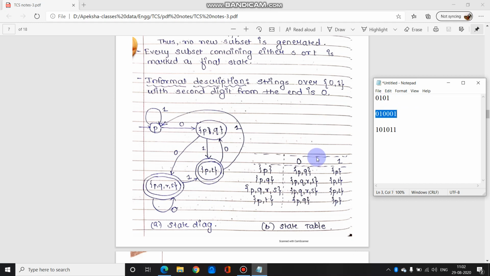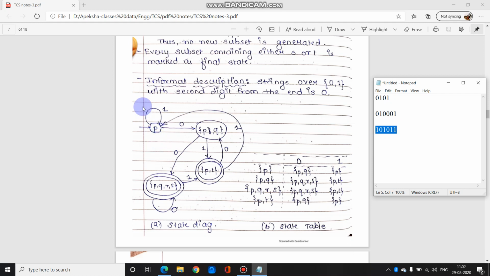Coming on to the next string, that is 0 1 0 0 1. So it is 0 moving into PQ state. Then we have 1, so 1 is in the PT state. Then we have 0, which is going back to PQ state. Again 0, so it is leading us to PQRS state. Then again 0, so it is continuing in the same state. And lastly 1, which means it is going back to PT state. That means it has reached the final state, the ending has led to the final state, so this string is again acceptable. Now we consider this example.